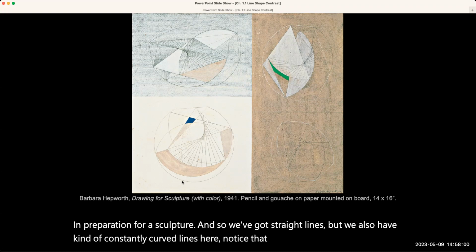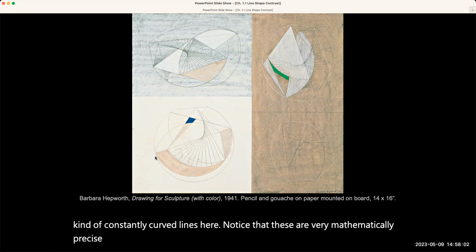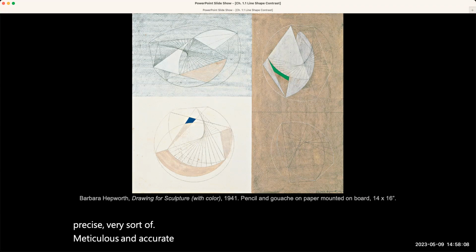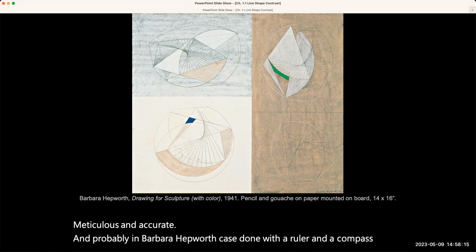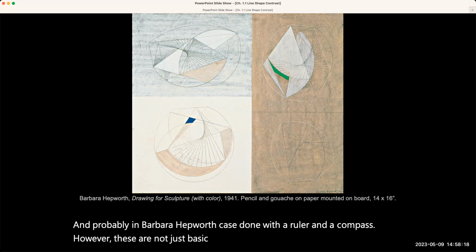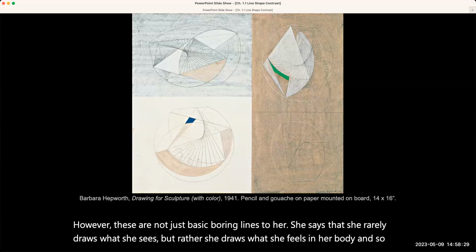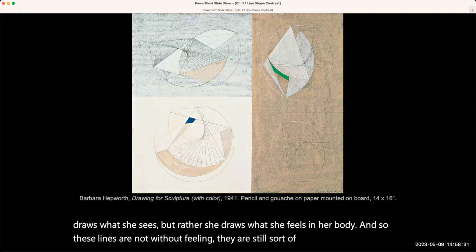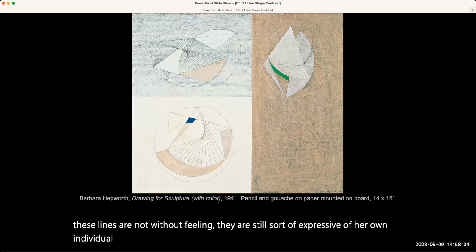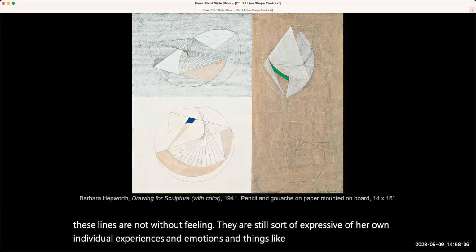Notice that these are very mathematically precise, very meticulous and accurate, and probably in Barbara Hepworth's case, done with a ruler and a compass. However, these are not just basic, boring lines to her. She says that she rarely draws what she sees, but rather she draws what she feels in her body. And so these lines are not without feeling. They are still sort of expressive of her own individual experiences and emotions and things like that.